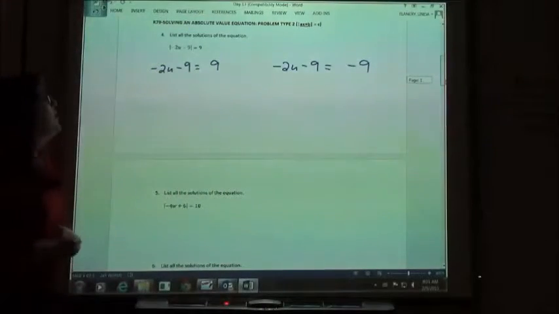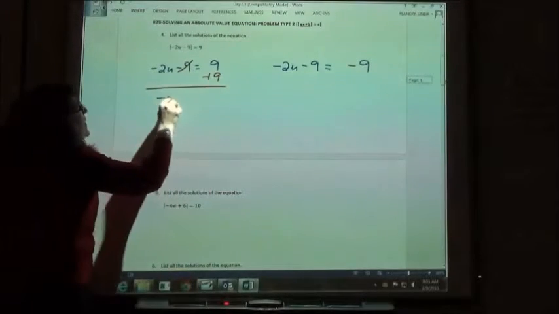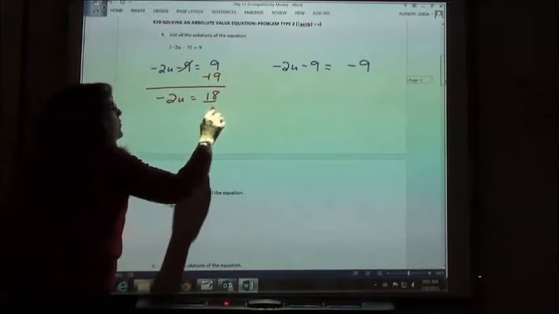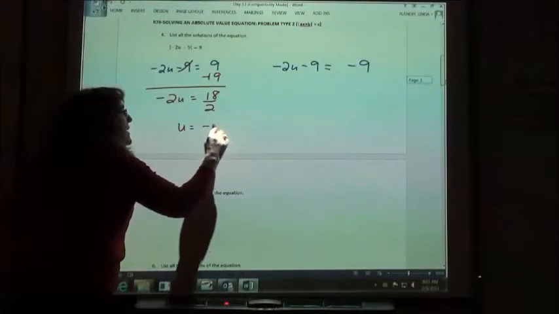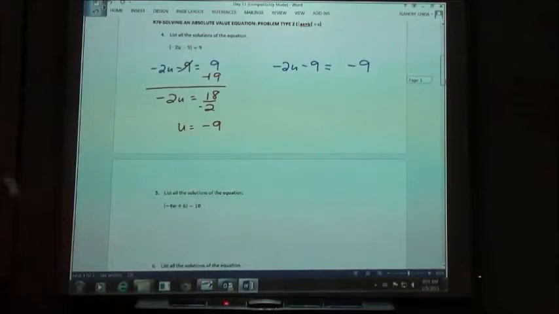So first one here, if I want to solve that, I'm going to add by 9 to move that over. Negative 2u equals 18. I divide by negative 2. U then equals negative 9. So 18 divided by negative 2 is negative 9.